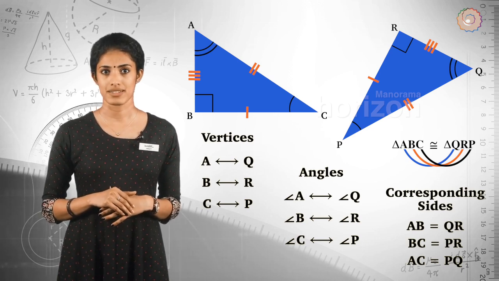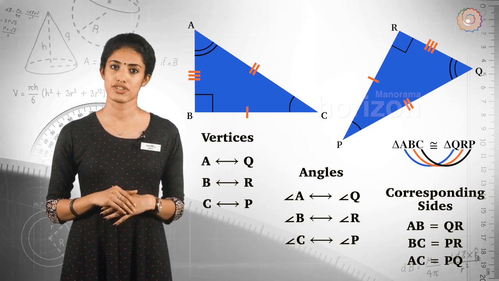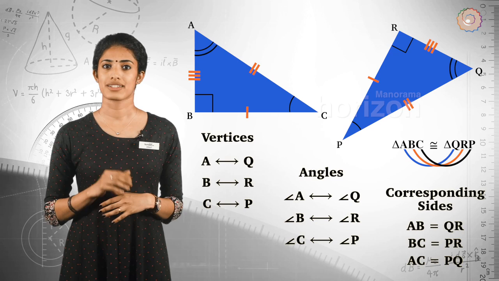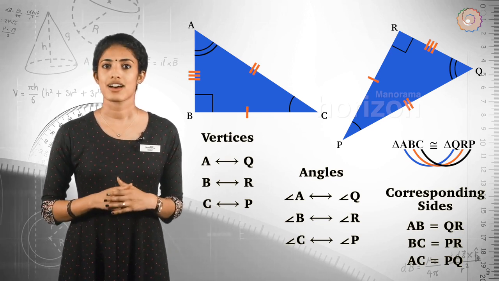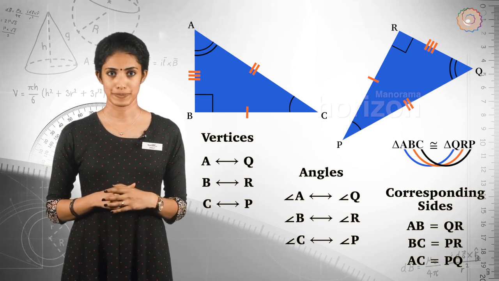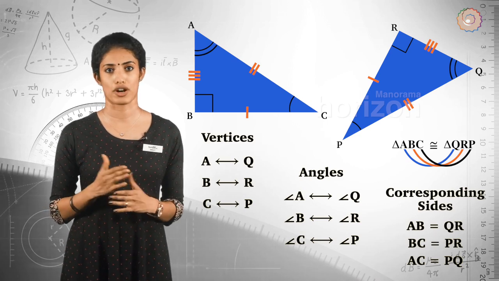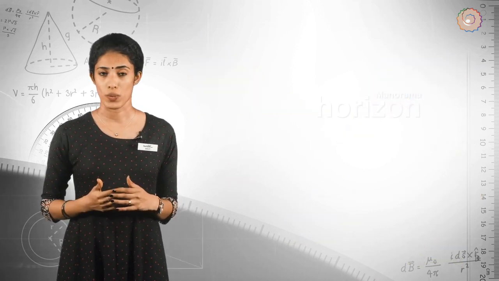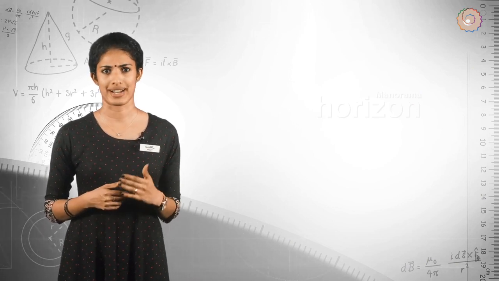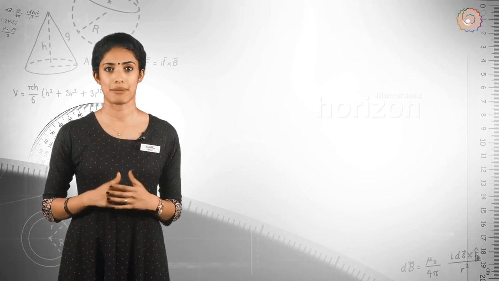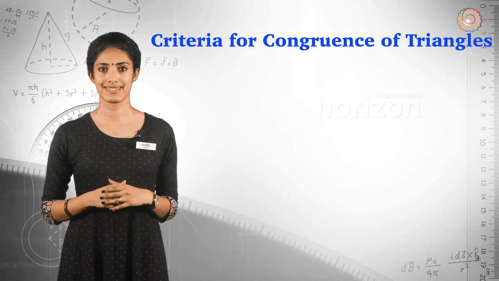Therefore, we call these parameters corresponding parts of congruent triangles, that is CPCT in short. And remember that corresponding parts of congruent triangles are always equal. The parts are nothing but the sides or angles of a triangle. Now, let us discuss the criteria for two triangles to be congruent. You cannot always pick a question from your book and then flip it and overlap it. So how do we know if two triangles are congruent without flipping and overlapping them? So there come the criteria for congruence of triangles.